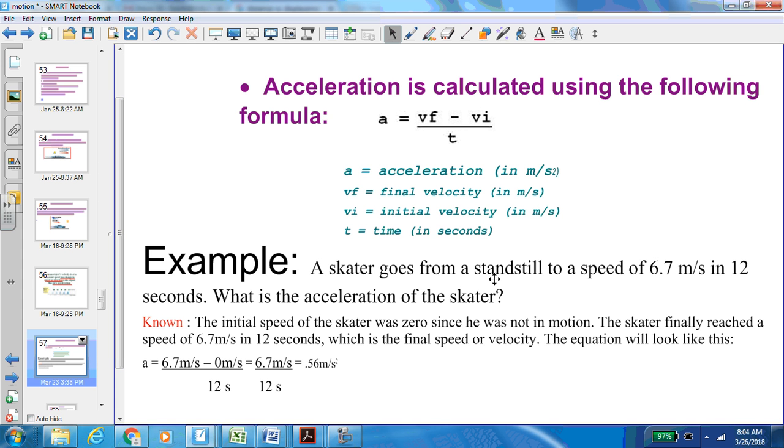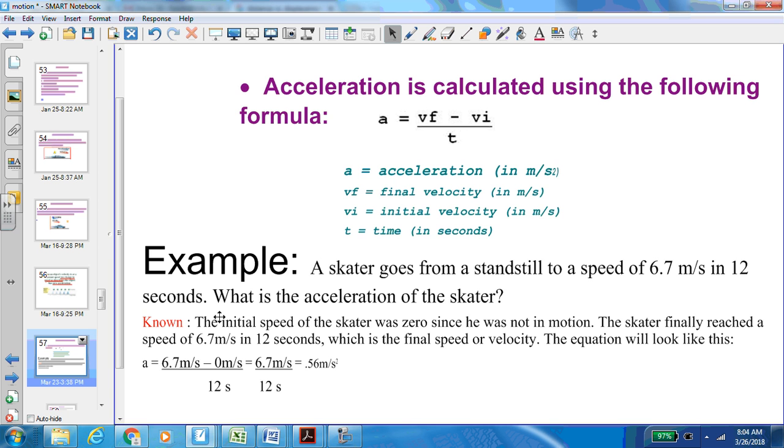So the first thing you want to do is identify the variables that you know. You know that your time, of course, is 12 seconds. You know that he went from a standstill to a speed of 6.7 meters per second. So the 6.7 meters per second would be his final velocity or his final speed. The fact that he started from a standstill would mean that the initial velocity or the initial speed would be 0 meters per second. Anytime you're reading a question and it says something like something starts from rest or standstill, that would mean that your initial velocity is going to be 0 meters per second.